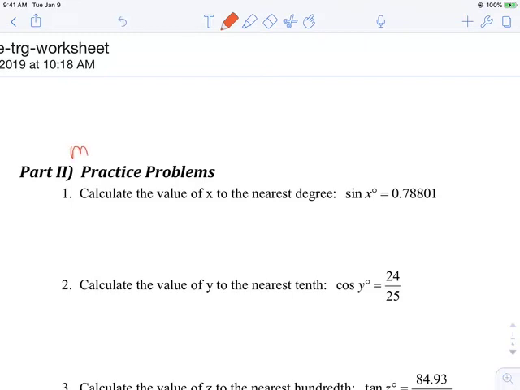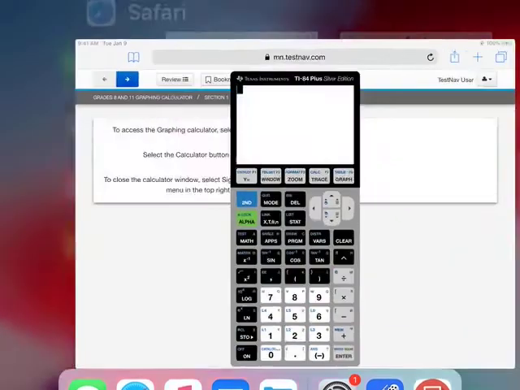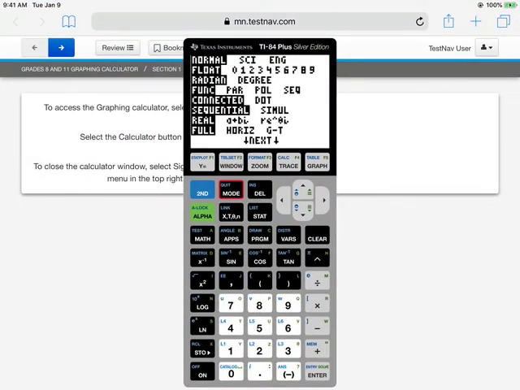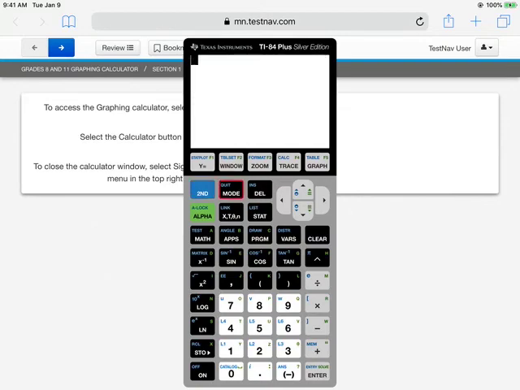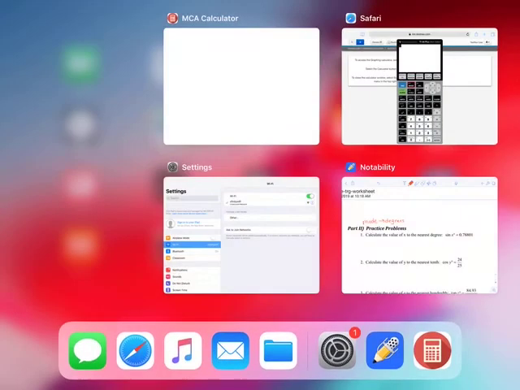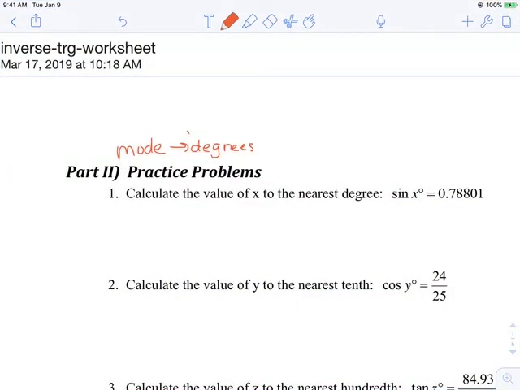First off, make sure your mode on your calculator is in degrees. Mode, down to, over 1, enter, second, quit. Well, I'm in degrees. So all my answers now will be entered correctly.